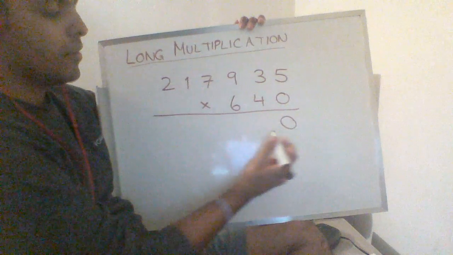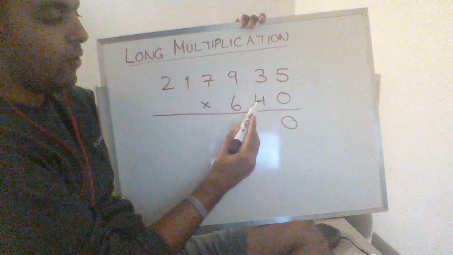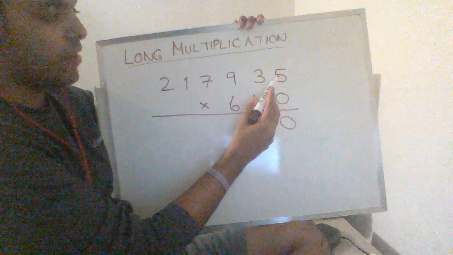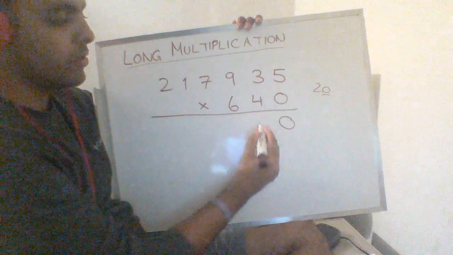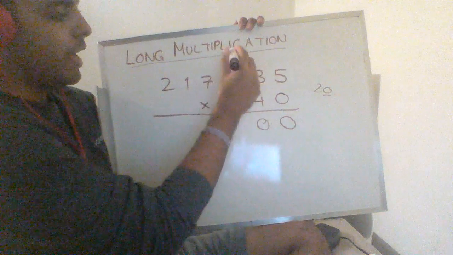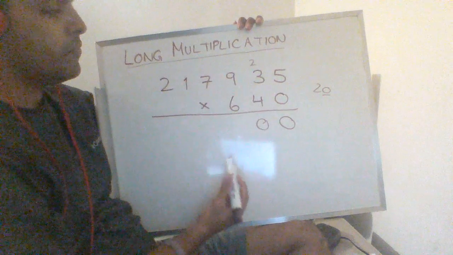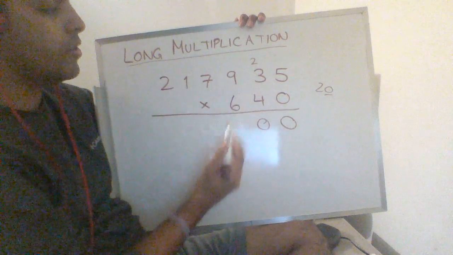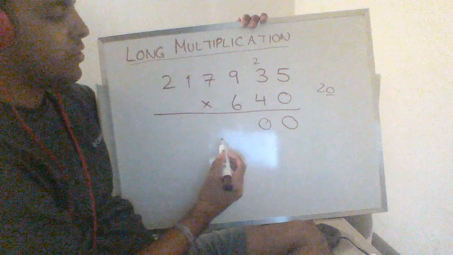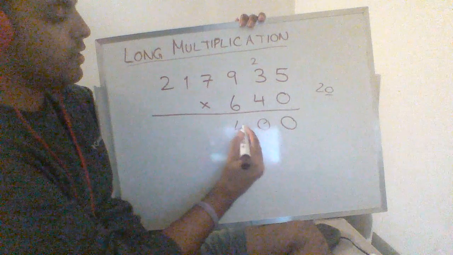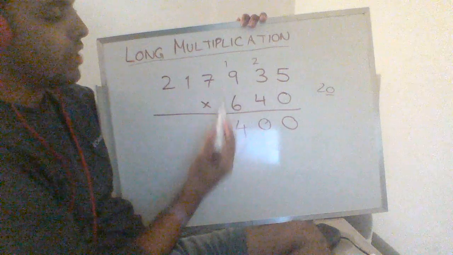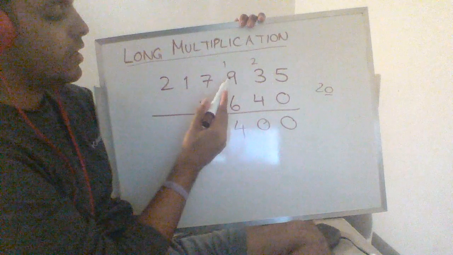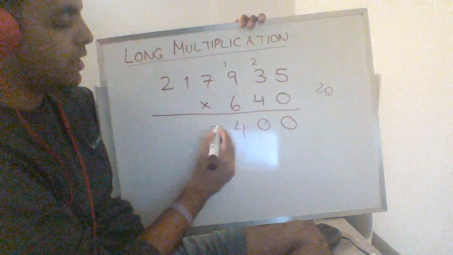I've put a 0. So now we start with this 4, and we're going to do 4 times 5. 4 times 5 is 20. So from the 20, the 0 is going to go down here, and the 2 is going to carry up there. Now 4 times 3 is 12, plus 2. 12 plus 2 is 14, so the 4 goes here, the 1 goes there. 4 times 9, that's 36. 36 plus 1, that's 37.